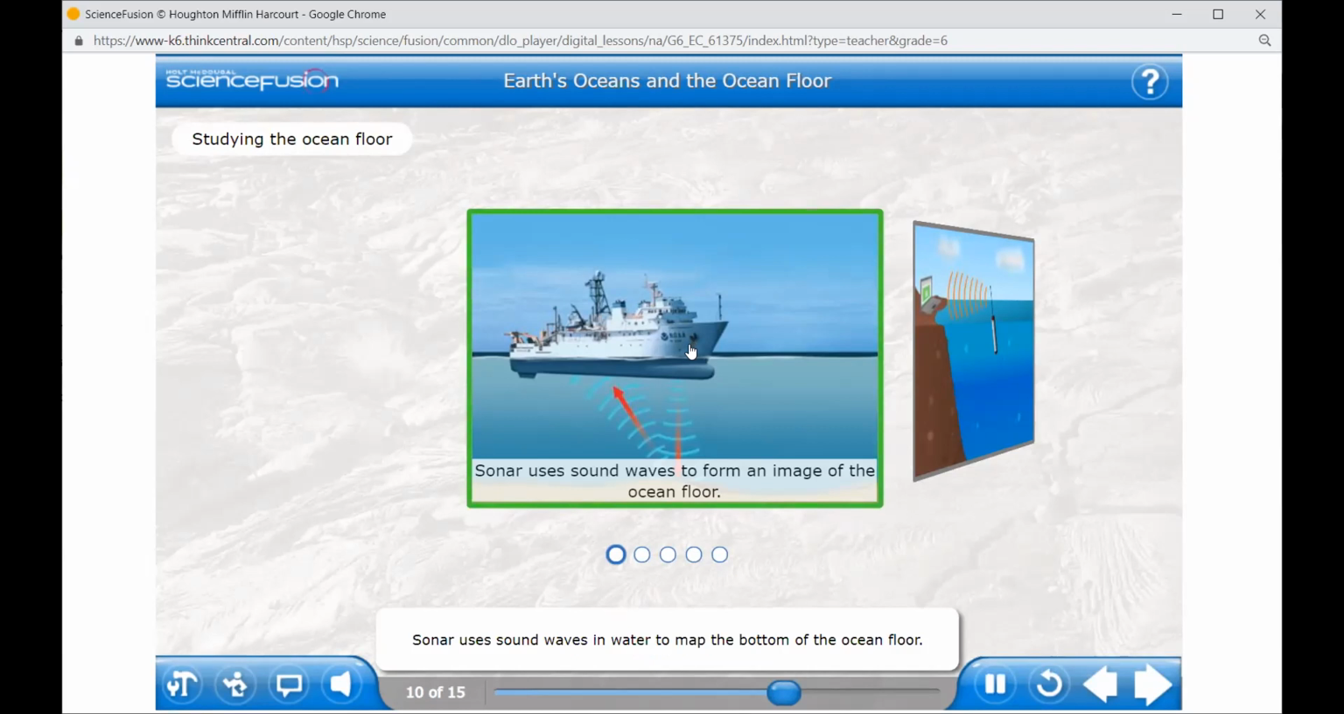Sonar uses sound waves in water to map the bottom of the ocean floor. A sound wave is sent down to reflect off the ocean floor and back to the device, providing scientists with an image.